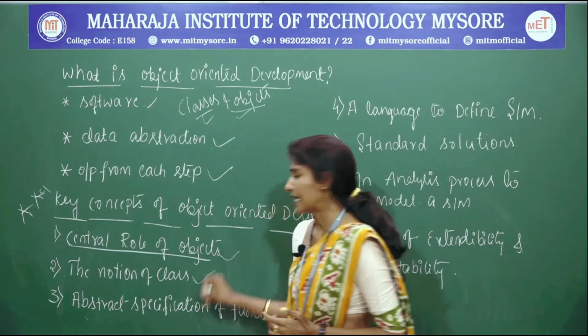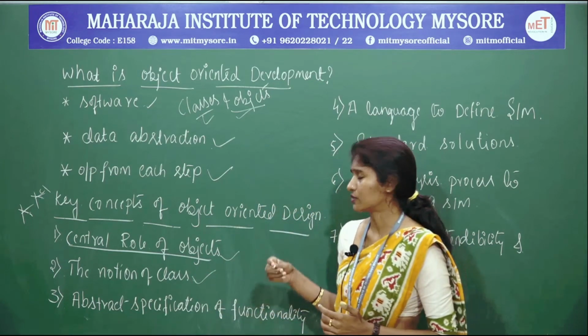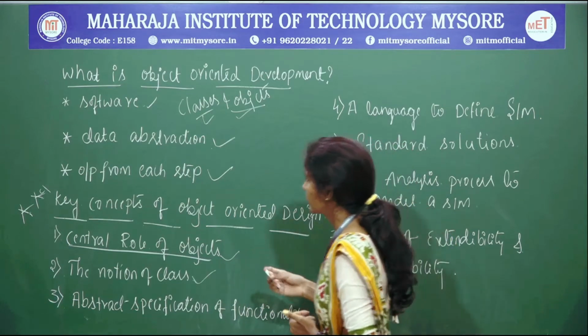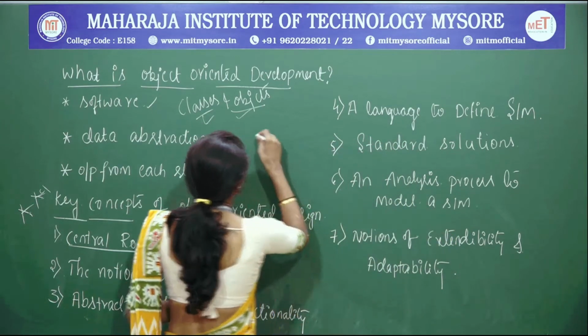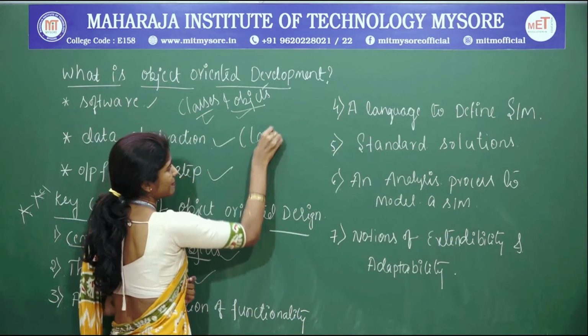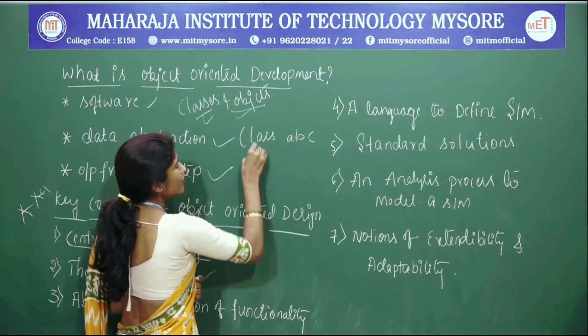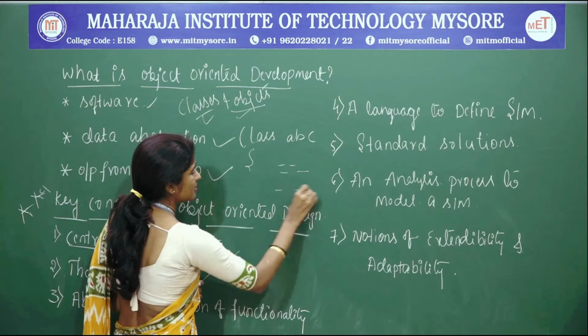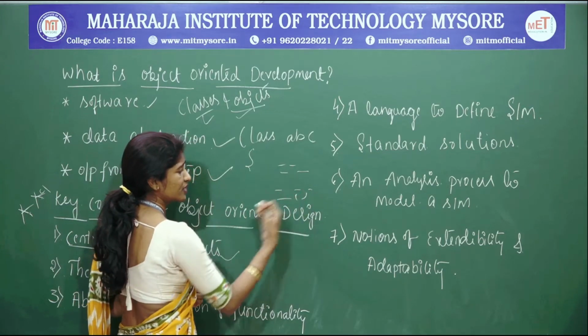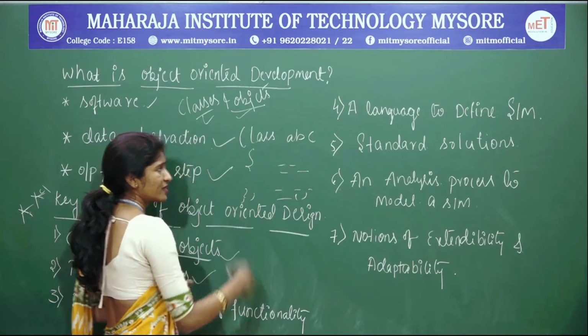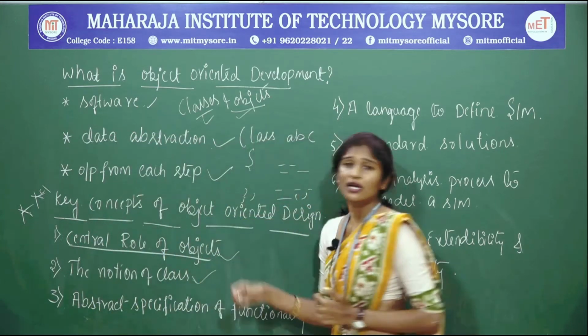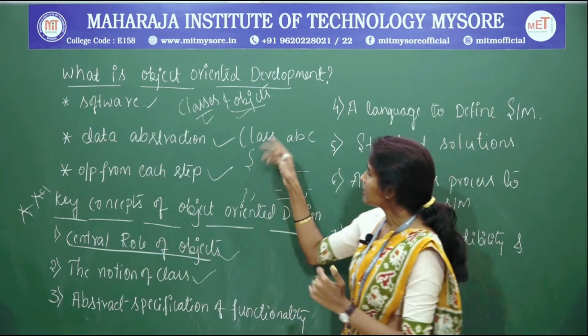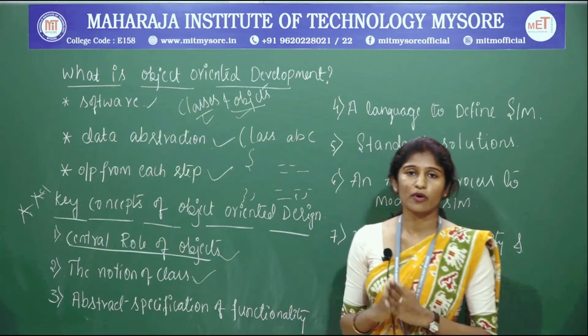And the notation of a class. So how to notate the class? A class is nothing but a class name, for example class ABC. Within that you specify the variables, and then you specify the procedures. Then you end with the curly braces and put a semicolon, right? So class notation is also a very important thing.